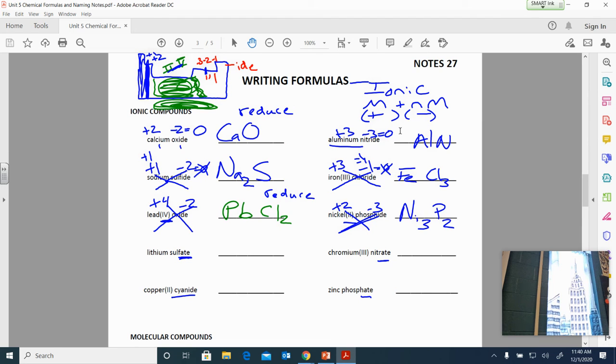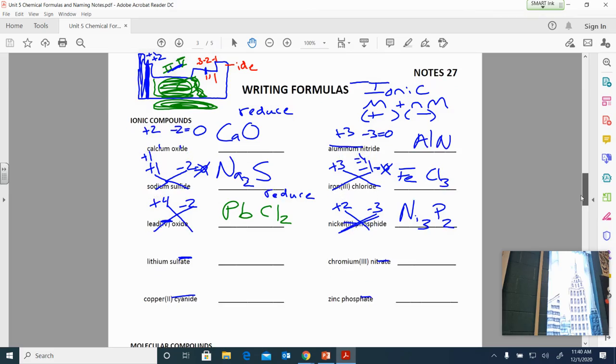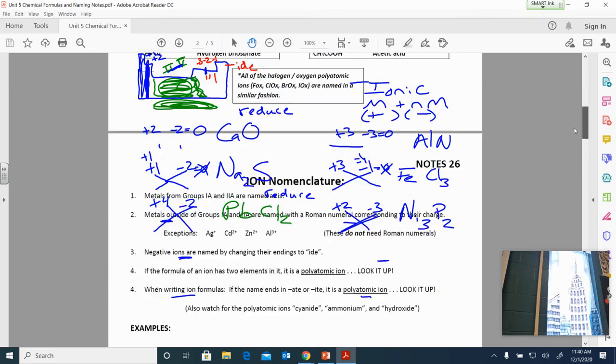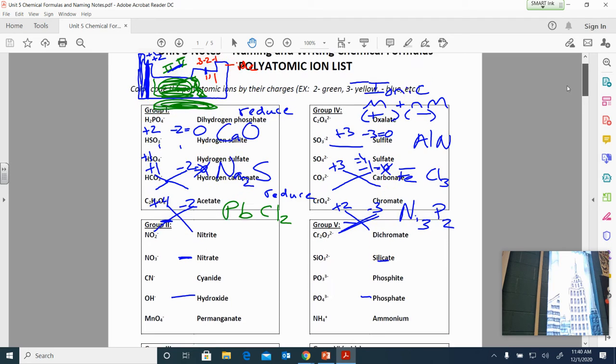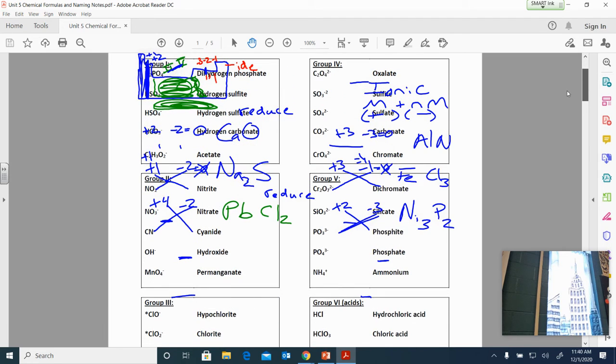Let me just show you what I mean, and I'll come back to this spot. So I'm going to find sulfate up here. Remember, on our first page, we had our group of polyatomic ions. You had your quiz this week on Friday over group 1 and over group 2.